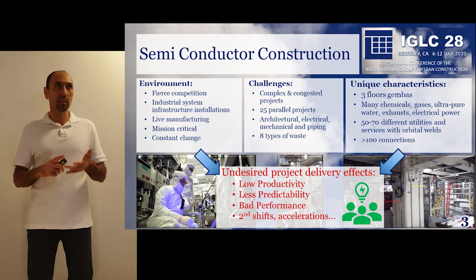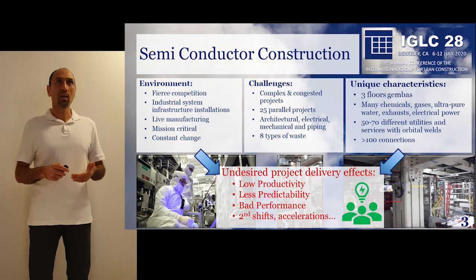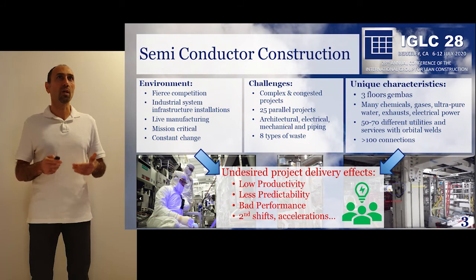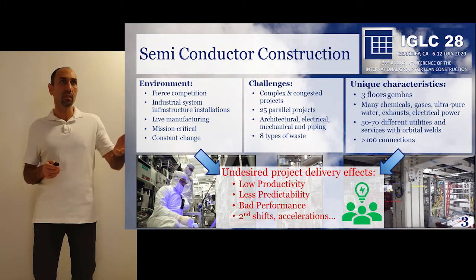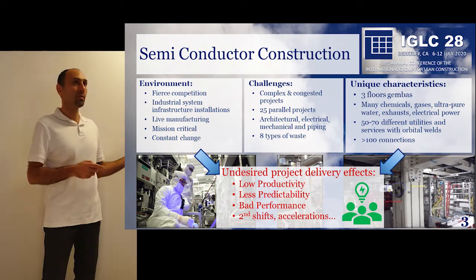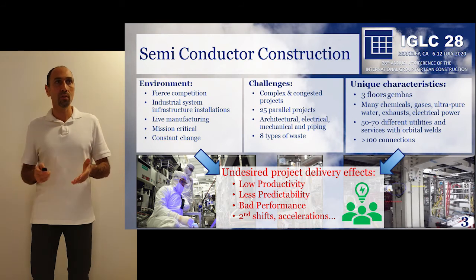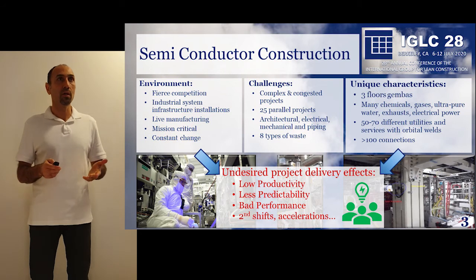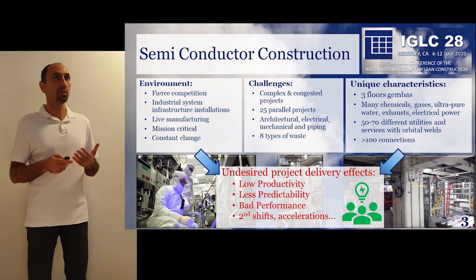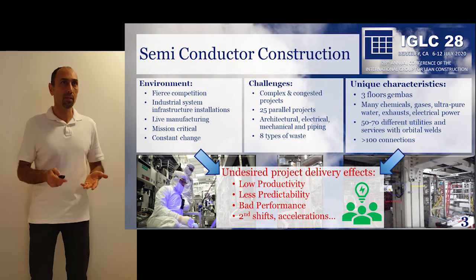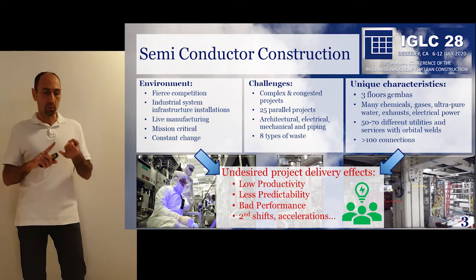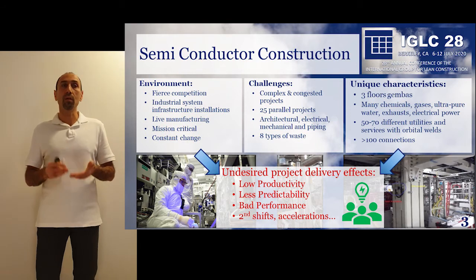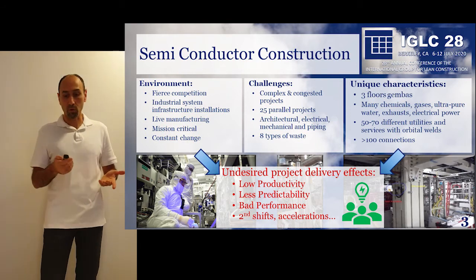We have many chemicals, gases, UPW, exhaust. We're having 50 to 70 different utilities for each of our project installations, and we have more than 100 connections per each project. As you can see at the bottom of these pictures, you can see how condensed our Gembas are. High purity, process piping, a lot of machinery, a lot of operating fab. All of these introduce us to many undesired project delivery effects. Low productivity, less predictability, bad performance, and often paying for second shift or accelerations, which are all bad.